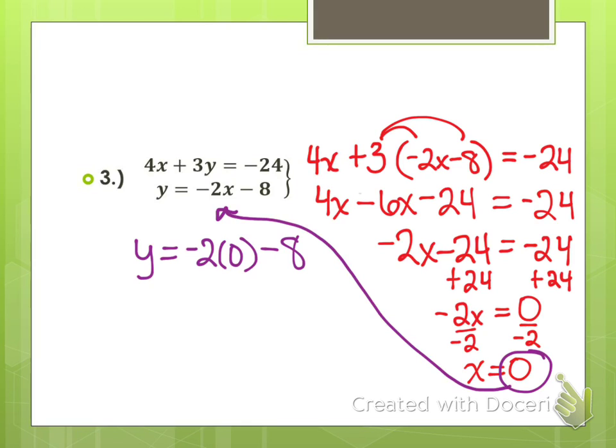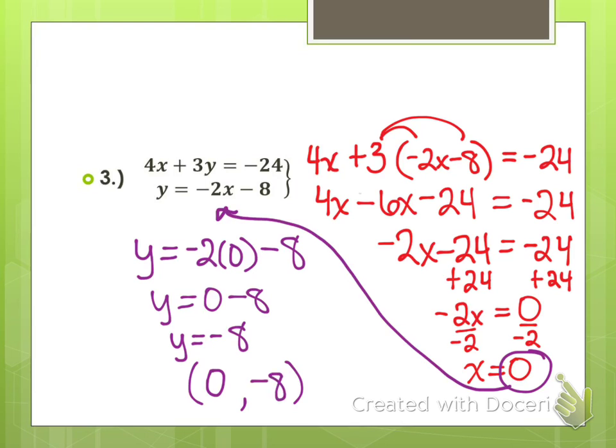Jakeem, what's negative 2 times 0? Wonderful. Deshaun, what is 0 minus 8? Negative 8. Very good. And then finally we have to write our answer as an ordered pair. X comma y. What am I putting in for my x? 0, and my y? Negative 8. There's my answer. Questions on number 3.